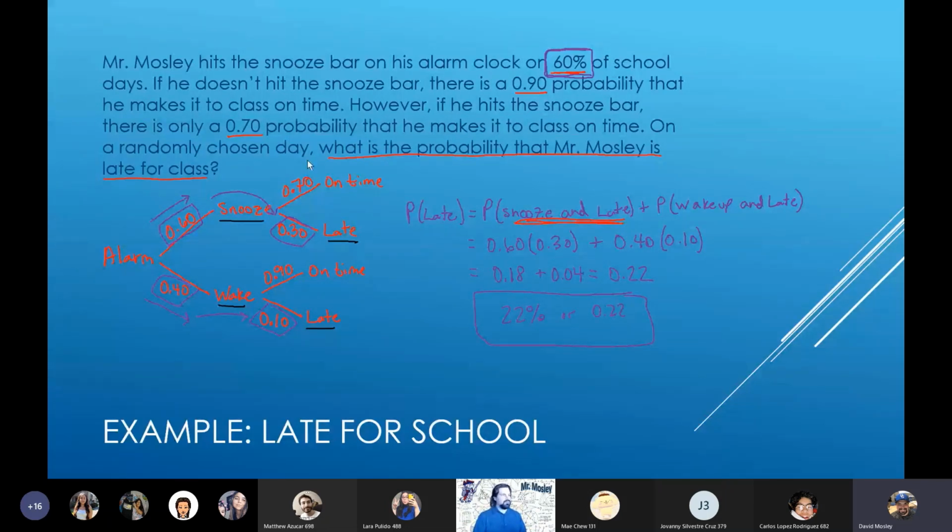In this first problem, we saw the question saying, what is the probability that I'm late? So that's this probability, probability of late. There's two ways to be late. And so the general multiplication rule is telling me to multiply. P of A and B, P of snooze and late, is the multiplication of the probabilities of those two things occurring in sequence, this times this, 0.6 times 0.3. That's essentially what the general multiplication rule tells us to do.